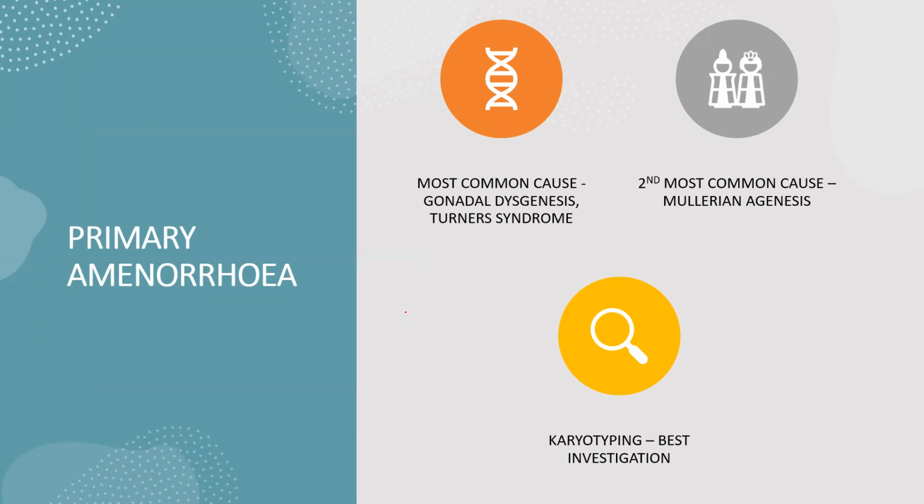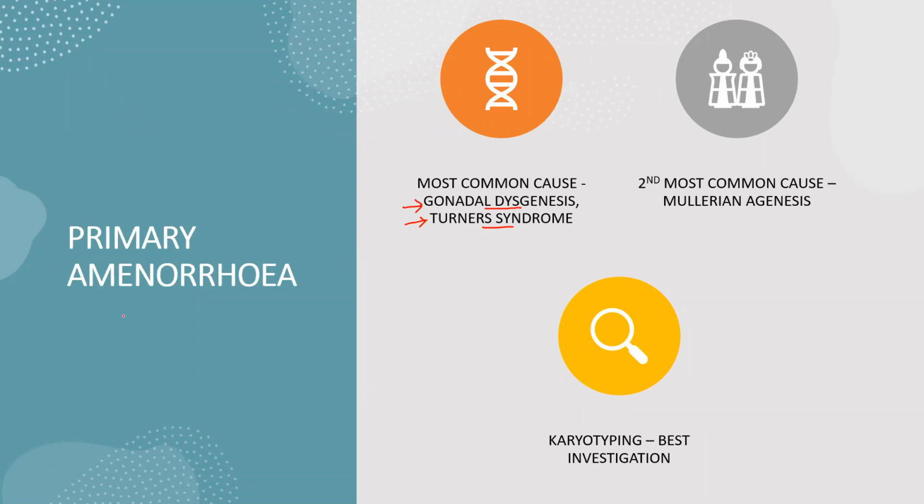Talking about the pathological primary amenorrhea, the most common cause of pathological primary amenorrhea is gonadal dysgenesis and Turner syndrome. Gonadal dysgenesis and Turner syndrome. Now, when we classify primary amenorrhea, we know we have hypogonadotrophic hypogonadism, hypergonadotrophic hypogonadism.